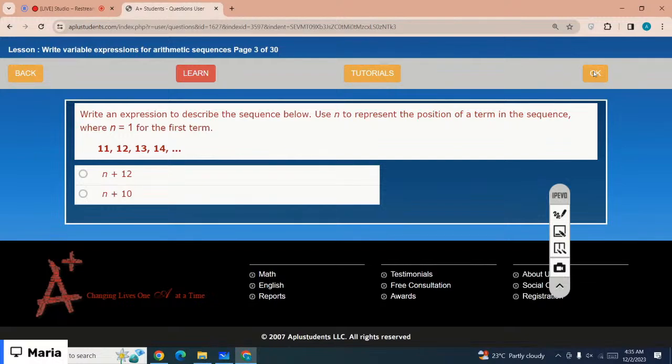Okay, write an expression to describe the sequence below. Use n to represent the position of a term in the sequence where n equals 1 for the first term. So, which is the correct option? Yes, option number 2 is the correct option. N plus 10 is the correct option.